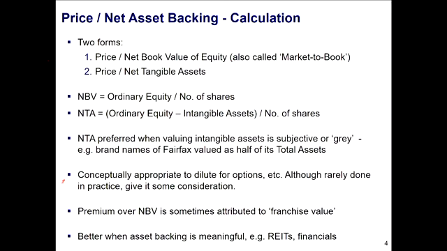The price to net book value of equity is something you will usually read in analyst analysis or some academic papers that try to define relative value of firms. That's the price to book value ratio. It's calculated as the current price divided by the net book value of equity per share. How do we get that net book value of equity?